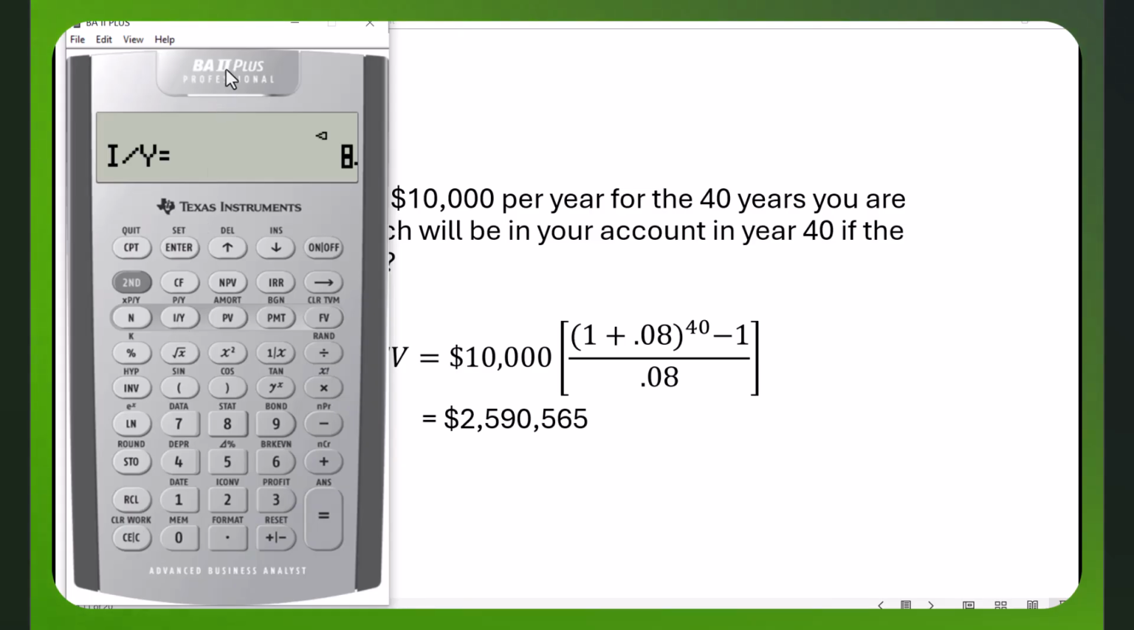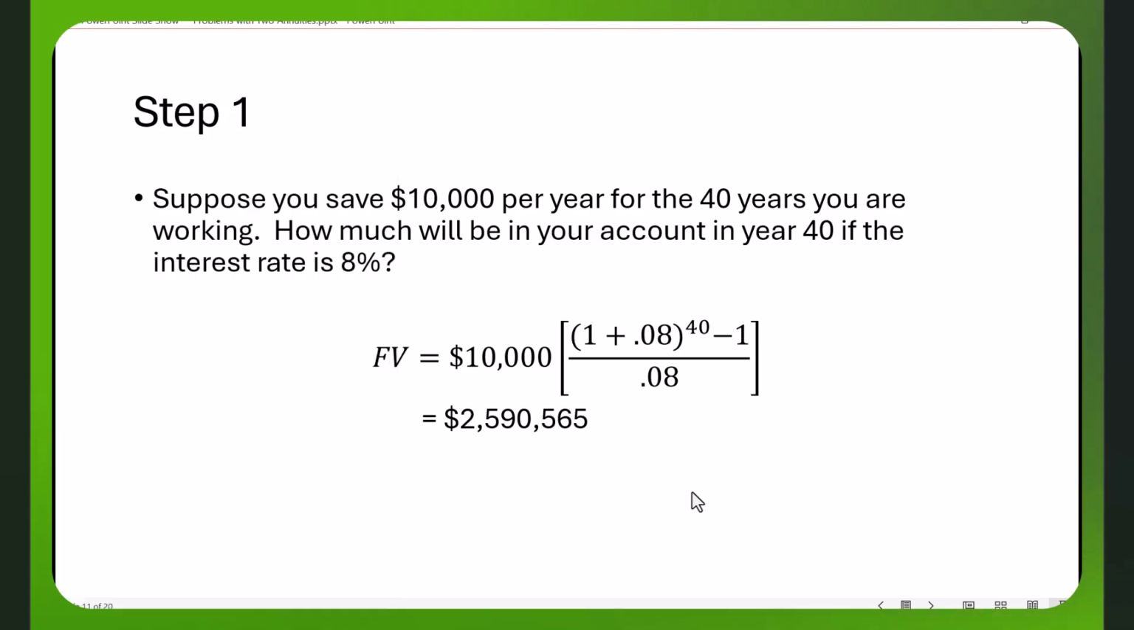On the TI calculator, you put it in as a whole number. You don't put it in as 0.08. You put it in as 8. And you hit the I/Y key, interest rate per year. PMT is 10,000. And we want to compute the future value, and that's what we get, the 2,590,565, and a little bit of change. Okay, we'll just ignore the change.